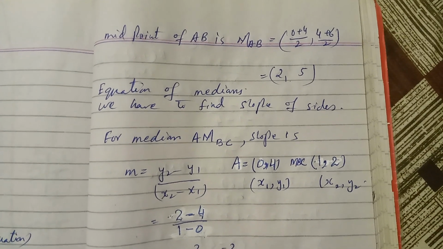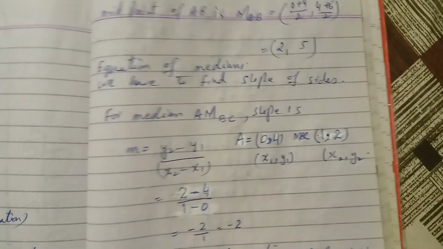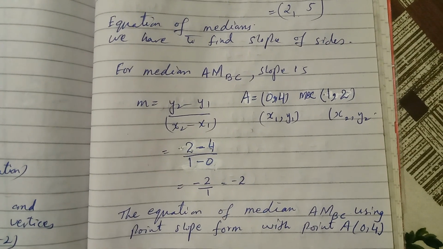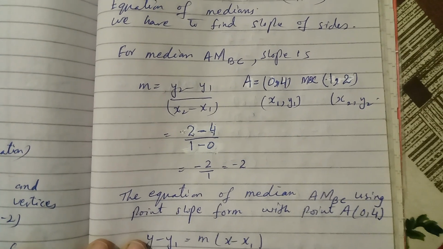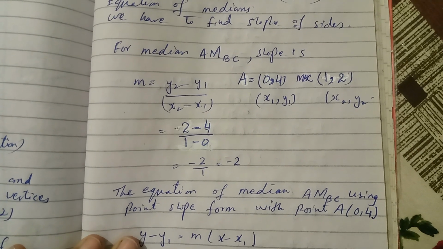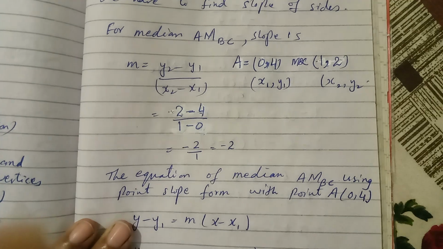Now the equation of the median. We have to find the slope of the sides. Slope of the side from A to midpoint of BC. Coordinates of A are 0, 4 and the coordinates of midpoint of BC is 1, 2. Slope formula is y2 minus y1 over x2 minus x1. By putting the values we have got minus 2.